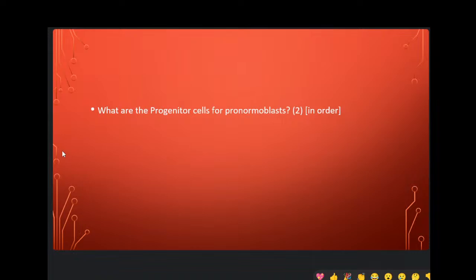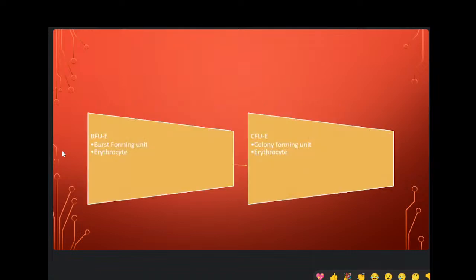Okay, what are the progenitor cells for pronormoblasts? Huwag kakalimutan yung dalawang progenitor cells natin. I forgot to emphasize the importance of BFU-E and CFU-E. BFU-E is burst forming unit. When I say progenitor cells, this is committed to the erythroid series, but they are still stem cells. Huwag kakalimutan. Stem cells pa rin sila. Saka lang sila magiging differentiated to another cell once we start with the pronormoblastic stage.